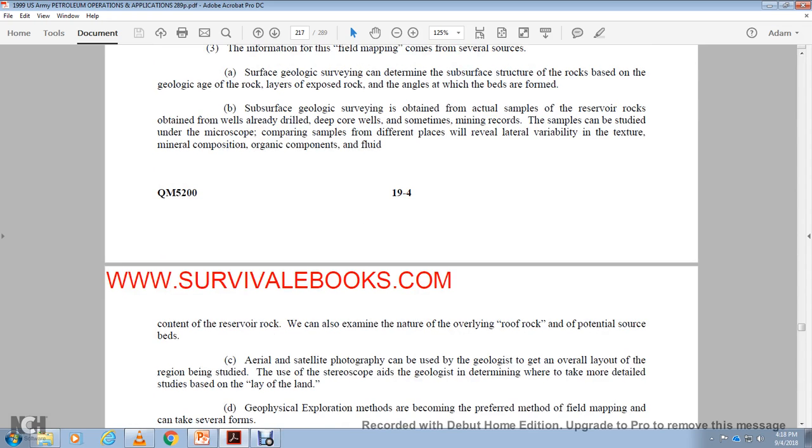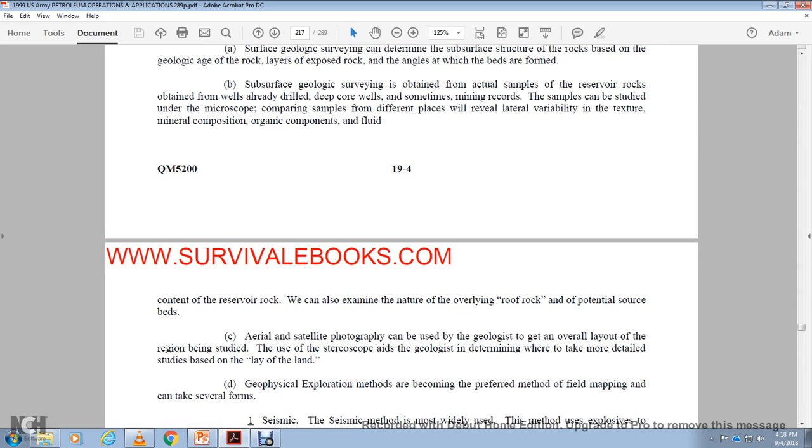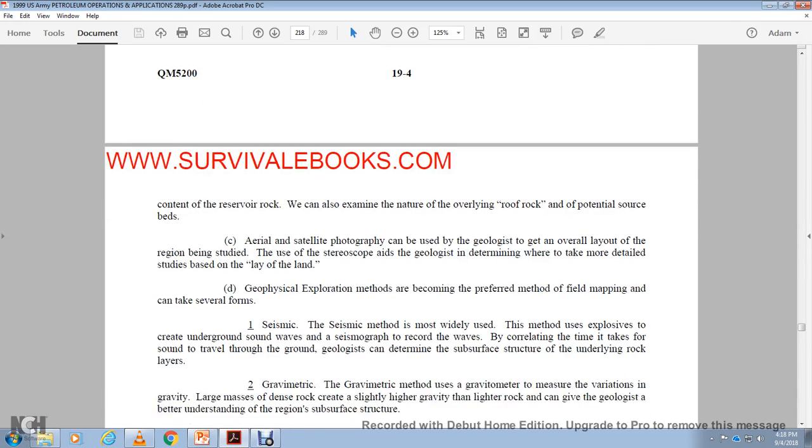Aerial and satellite photographs can be used by geologists to survey the region being studied. These aids help the geologist determine whether to undertake a detailed study based on the lay of the land. Geophysical exploration methods may become the preferred method of mapping, and can take several forms.